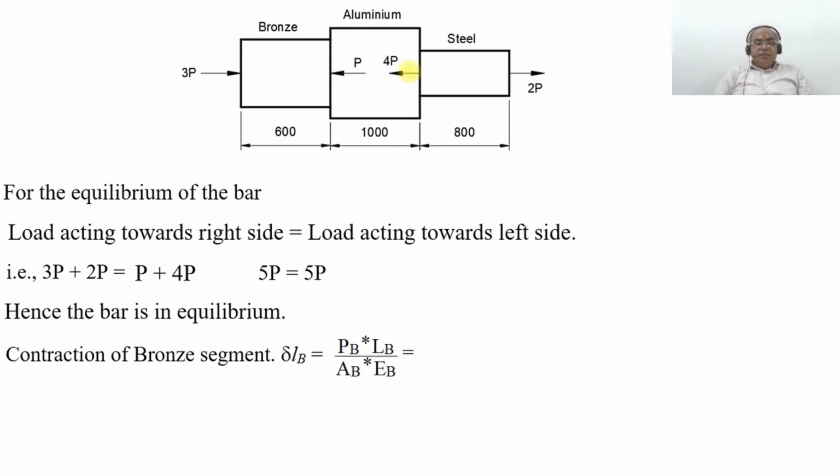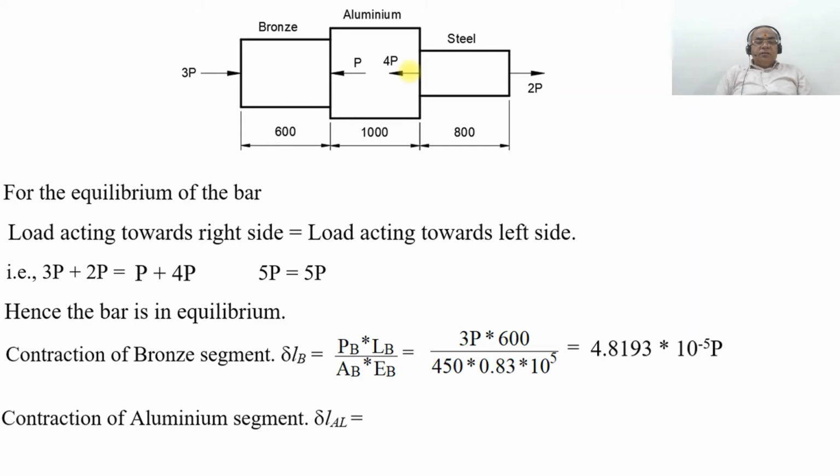Now, the contraction of the bronze segment, delta L B, will be equal to P B into L B by A B into E B. You know that P B is 3P, the length of the bronze bar is 600, divided by the area of the bronze bar, which is 450, into 0.83 into 10 to the power of 5. On substitution and simplification, you will get 4.8193 into 10 to the power of minus 5 P.